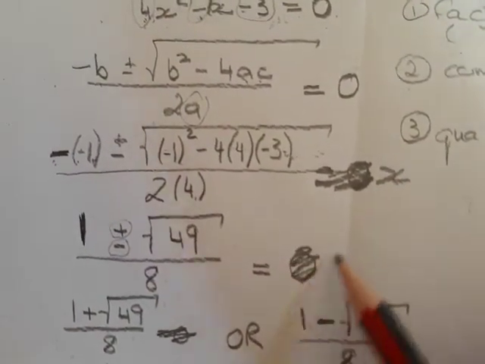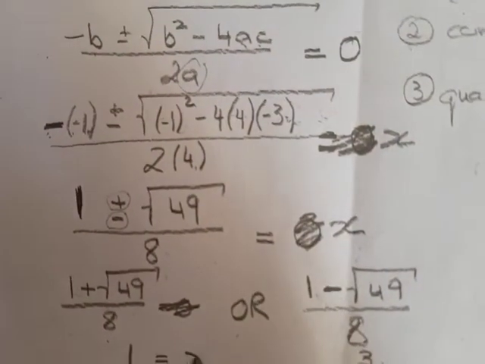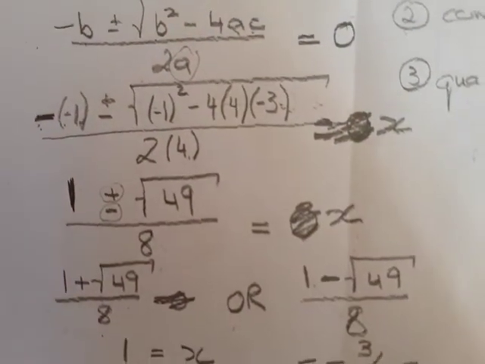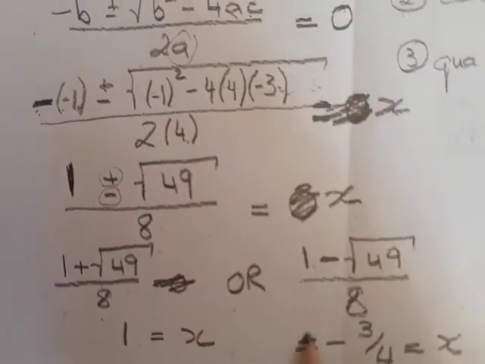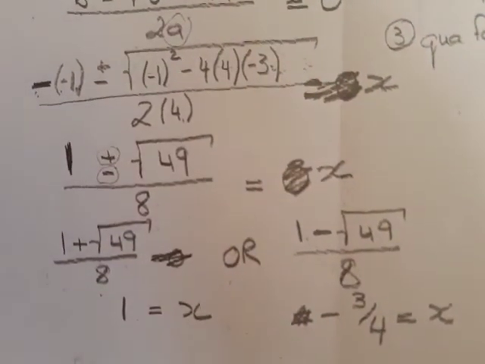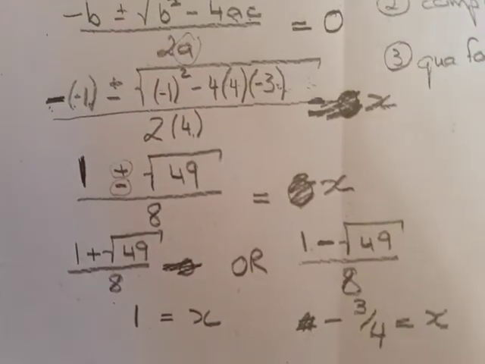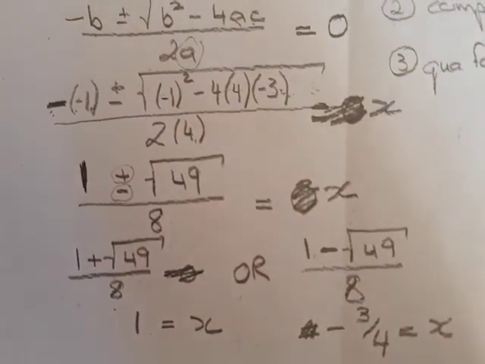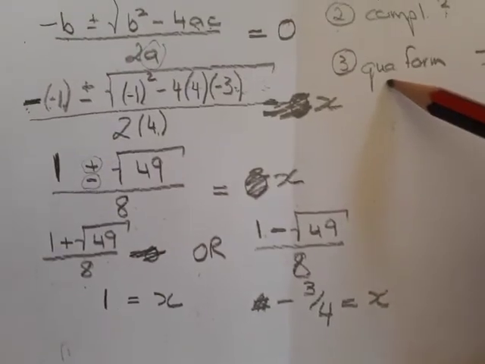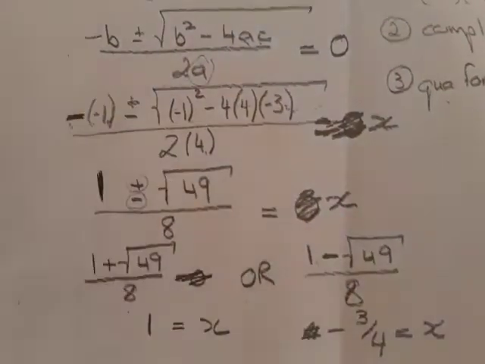This must become x. So x equals 1, and negative 3/4 is equal to x. This is solving quadratic equations by using the quadratic formula, people. This is in your textbook.